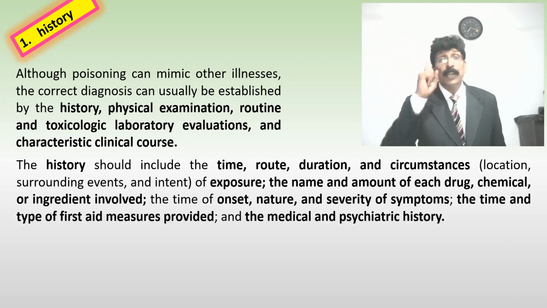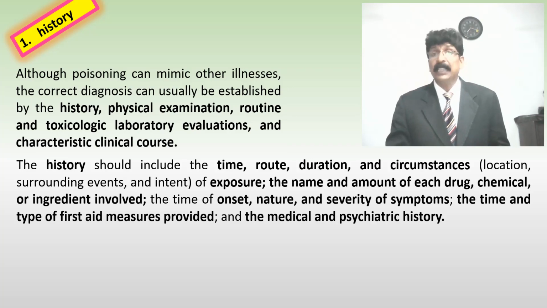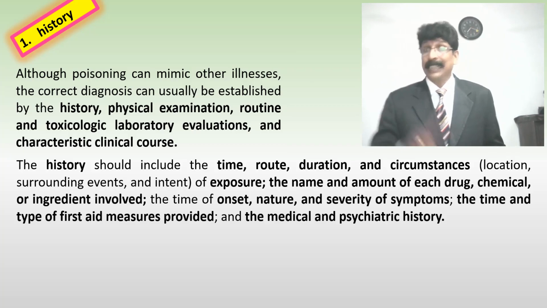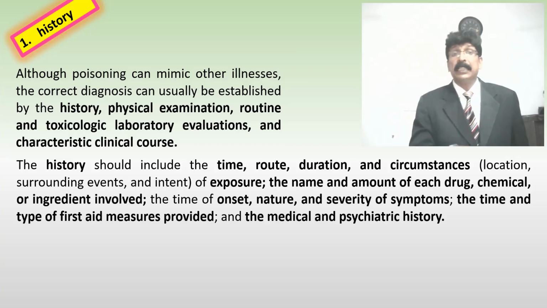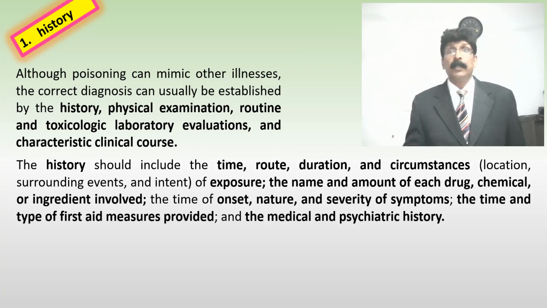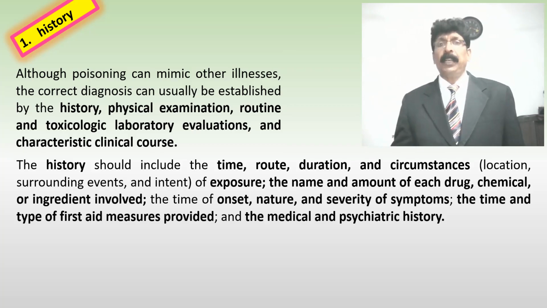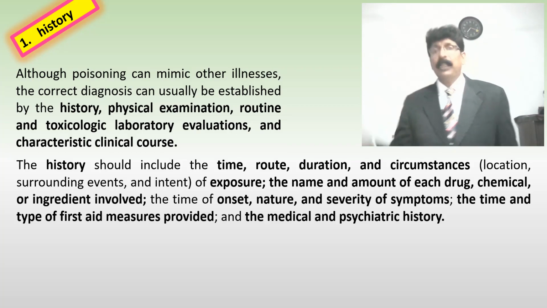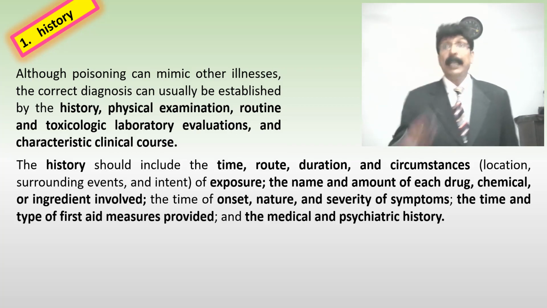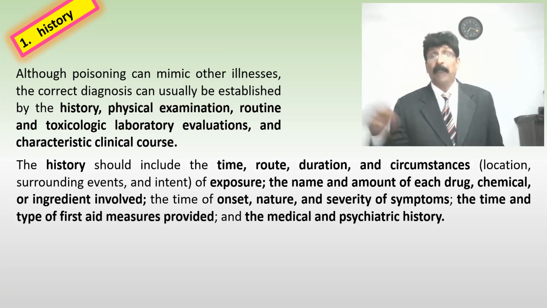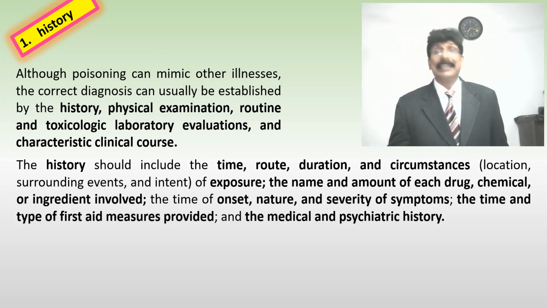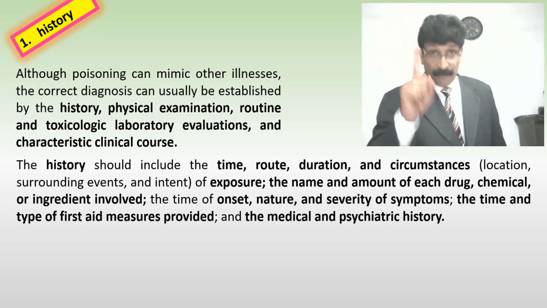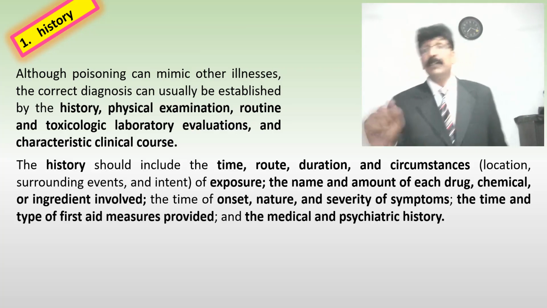The history should include the time, route of administration, duration, and the circumstance, location, surrounding events and intent, the exposure of the chemical or substance for poisoning, the name of the poison, the amount of each drug, chemical and ingredients involved, whether it is a combination, and the time of onset, nature and severity of the symptoms. Severity of the symptoms should be noted.